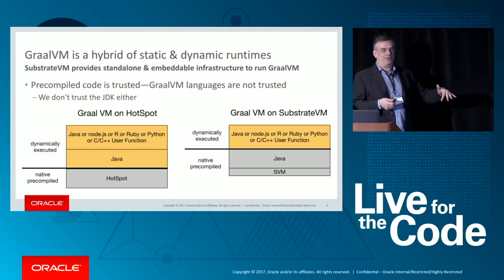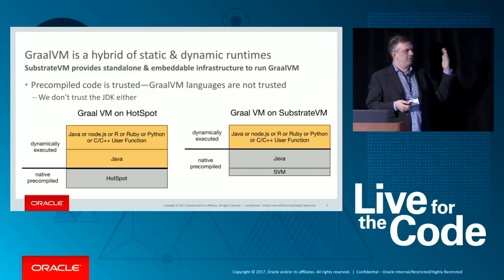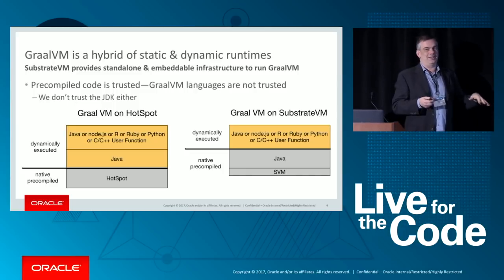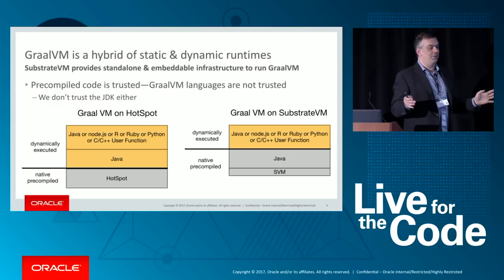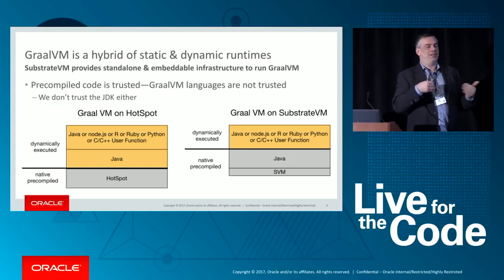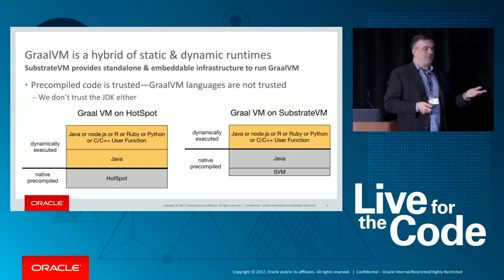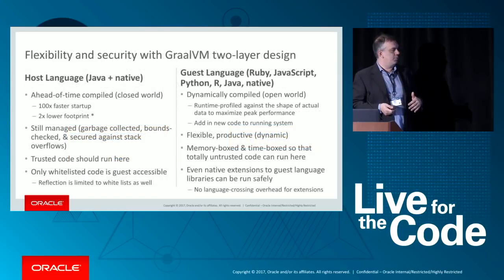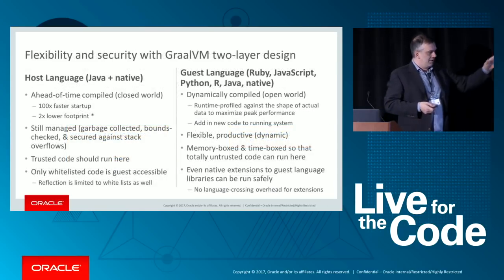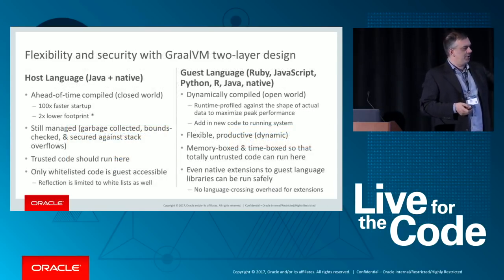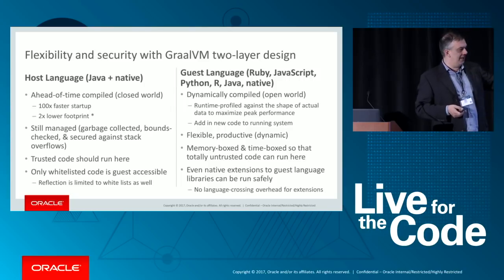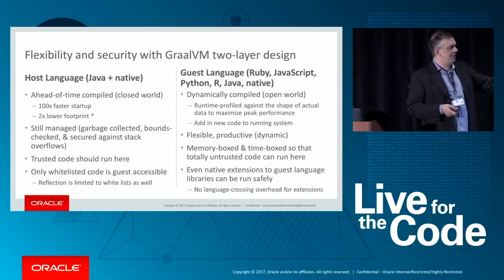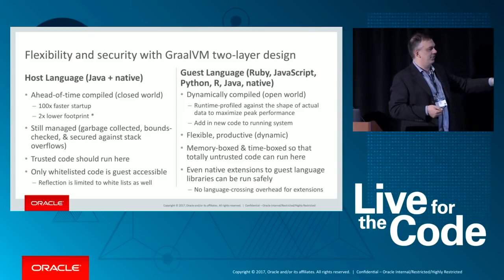So the Java language itself and Node and all the different languages we support, and there's a lot more language code we have now with all these different languages, does not operate in a trusted mode. So we don't have to trust the JDK. And so what that means is the host language level, which is where the trusted code runs, is still managed and garbage collected and bounds checked. So even that C, C++ code, we can garbage collect that if necessary.